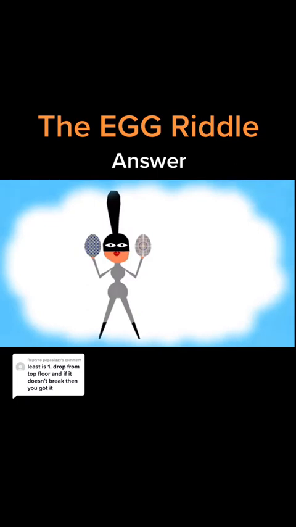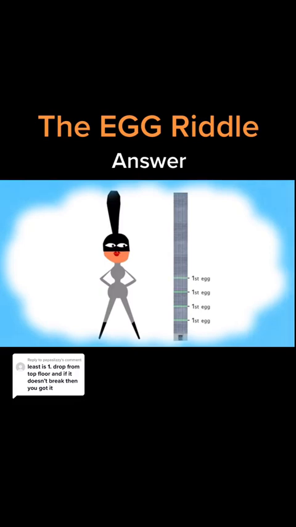Having an additional replica egg gives the thief a better option. She can drop the first egg from different floors at larger intervals in order to narrow down the range where the critical floor can be found. And once the first breaks, she can use the second egg to explore that interval floor by floor.